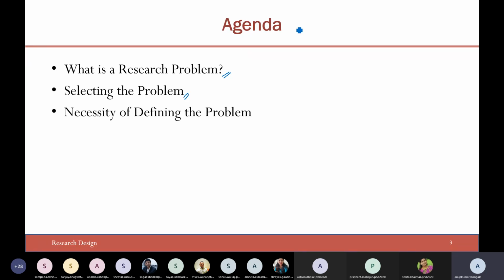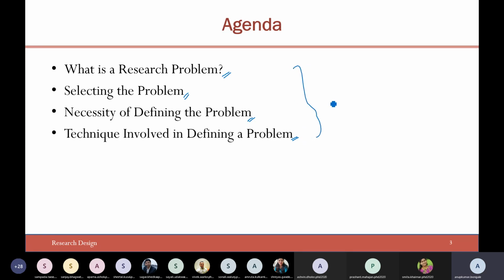And apart from that, we'll also look into the necessity of defining the problem. So why exactly are we supposed to define the research problem? What if we don't define it? Can we start the research without defining the research problem itself? If you look at today's agenda, one term that is common in every item is the problem, or the research problem. So we'll be looking at all these aspects in detail.